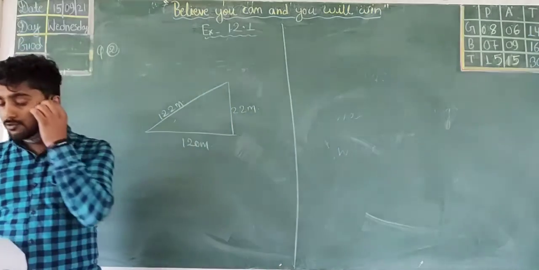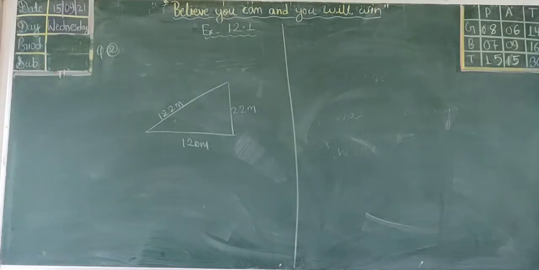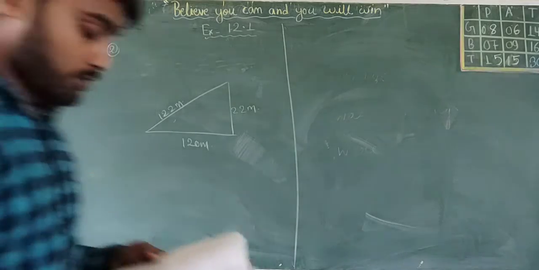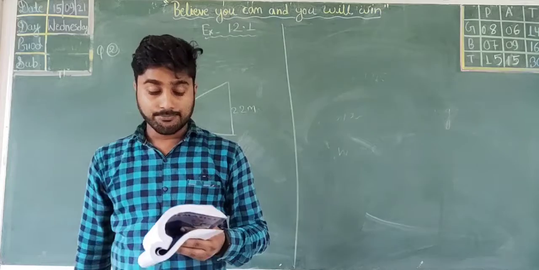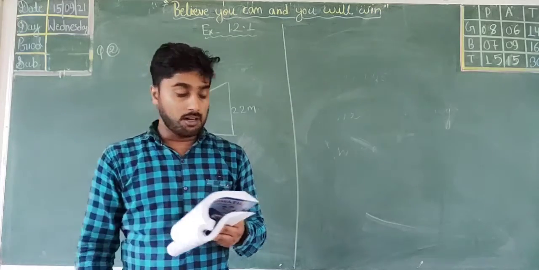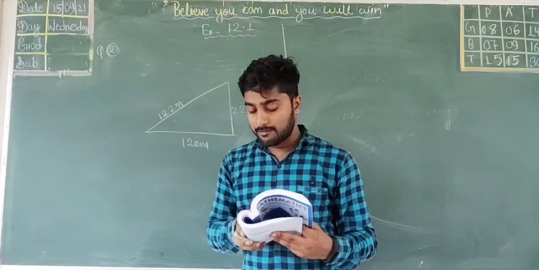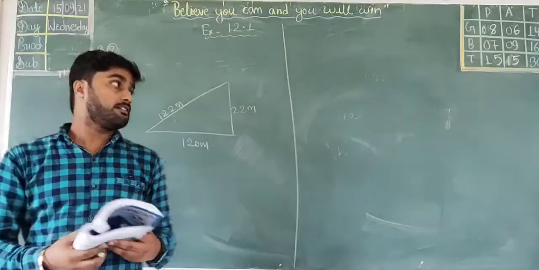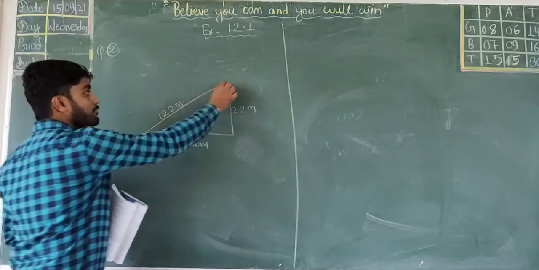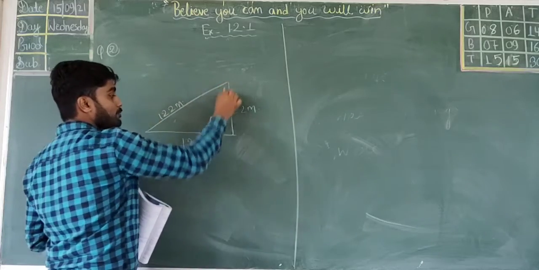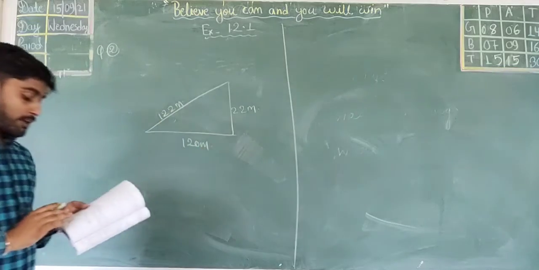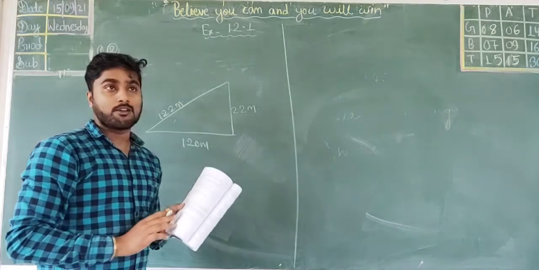We are doing exercise 12.1. In this exercise, question number 1 we did yesterday, and question number 2 is different, so we will do question number 2. The triangular side wall of a flyover has been used for advertisement. In your book there is a diagram of a flyover given.